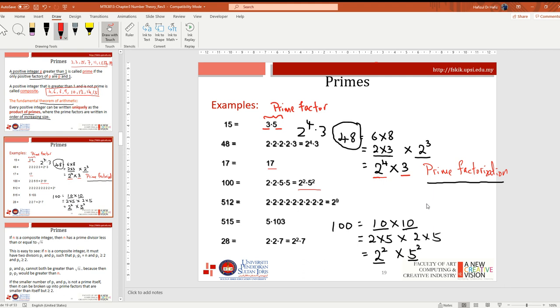If you write the prime factorization like this, 100 is 10 multiplied by 10, equal to 2 multiplied by 5, multiplied by 2 multiplied by 5. Then we have 2 to the power of 2 multiplied by 5 to the power of 2. So far, do you have any questions? Is it okay?